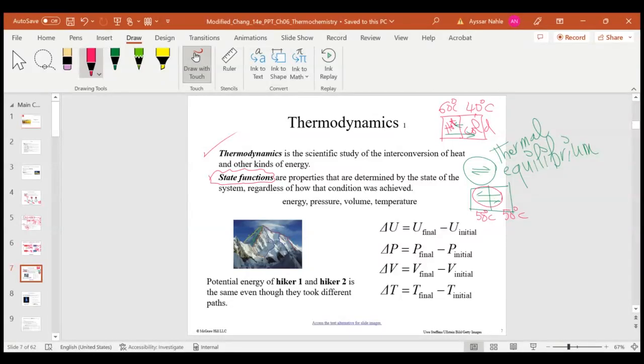State functions are the properties that are determined by the state of the system, regardless of how that condition was achieved. And that's very important, regardless of how this was achieved. And here we talk about energy, pressure, volume, and temperature. All right? Now, let me explain it in a different way.